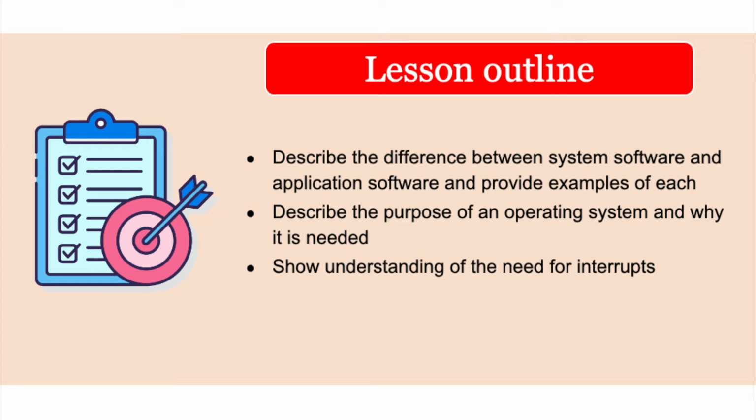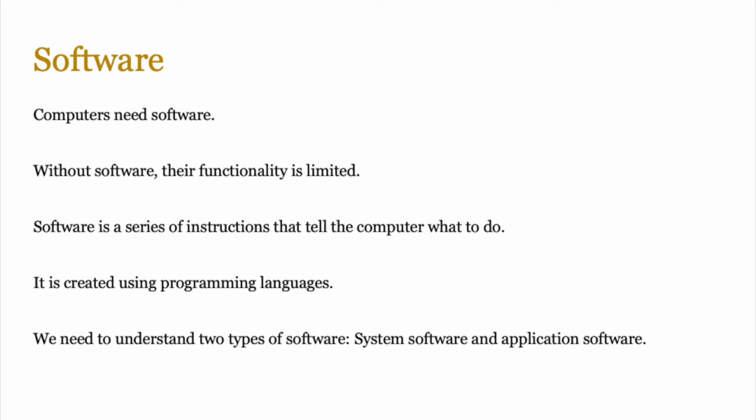In this particular lesson, though, we're going to be looking at the difference between system software and application software and provide examples of each. We're also going to delve a bit deeper into the purpose of an operating system and why it is needed. And you should be able to show an understanding of the need for interrupts. So let's start by looking at software itself.